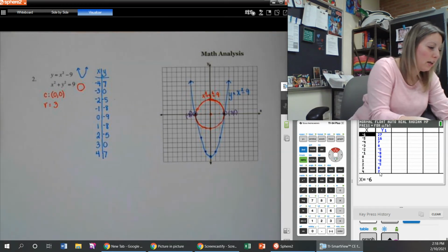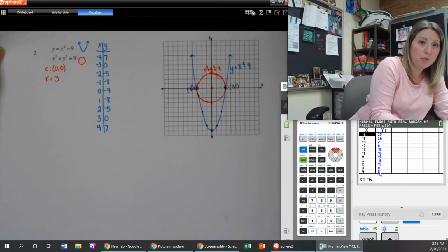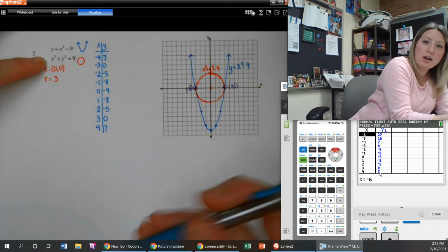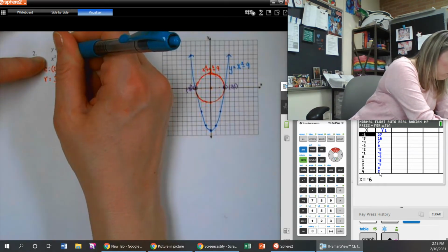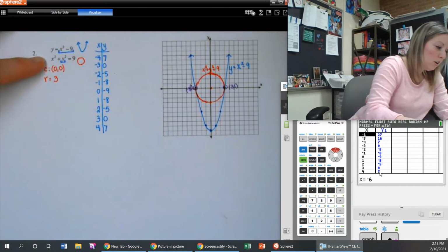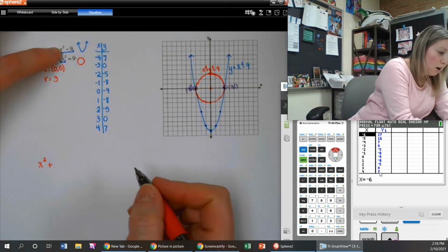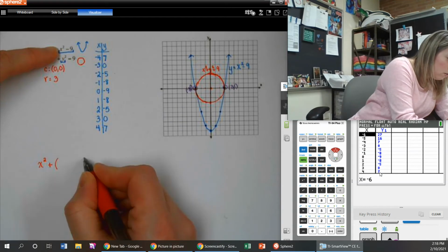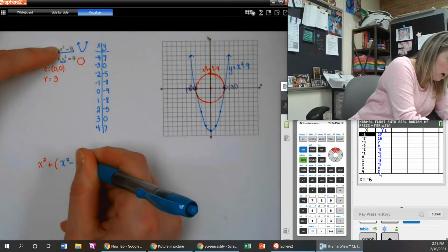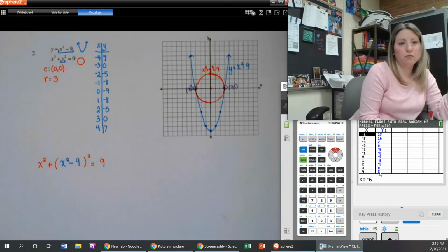Let's depend on the algebra, which I gave you plenty of space for. The whole point of the algebra part is, look, this guy right here, y equals this, so sub that in for y here. Your circle is x squared plus y squared. But if we know y is equal to x squared minus 9, then sub that in here and then finish up.